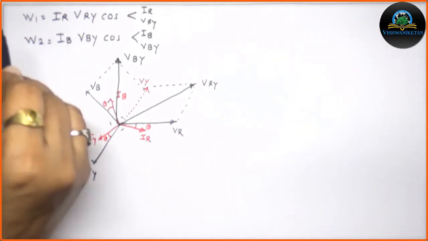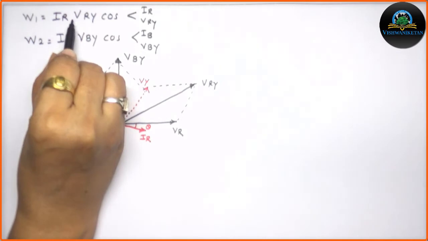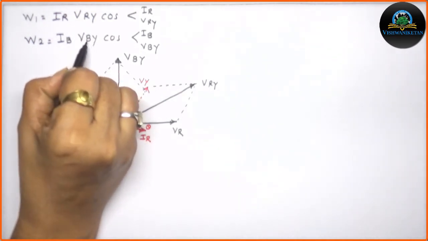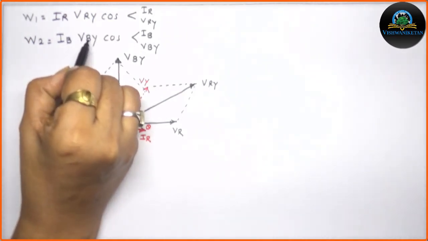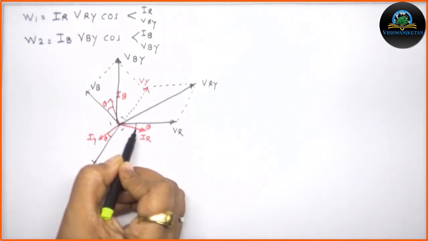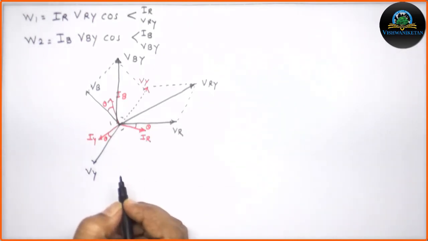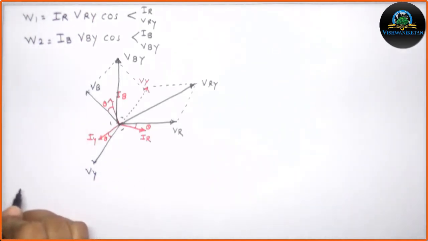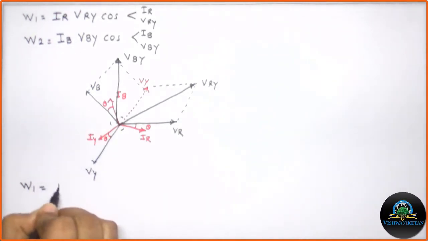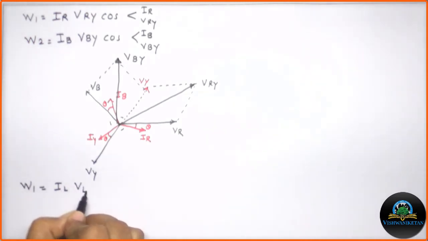Now as already mentioned, IR and IB are the phase values or the line values, and at the same time VRY and VBY are my line voltages, and the angle is already calculated or shown over here. Now I will try to mention it in terms of the exact angle. So I am rewriting the equation that W1 is equal to IL, VRY is VL.